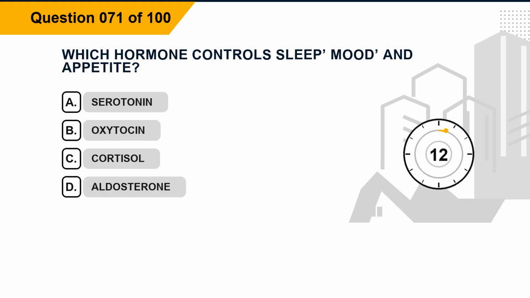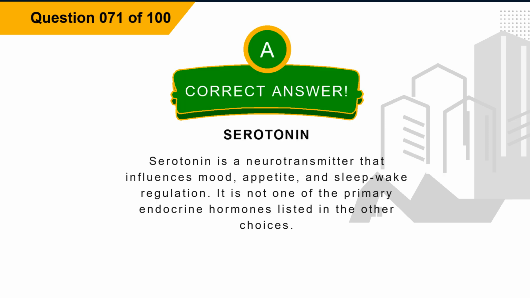Question 71. Which hormone controls sleep, mood, and appetite? Option A. Serotonin. Option B. Oxytocin. Option C. Cortisol. Option D. Aldosterone. The correct answer is option A.